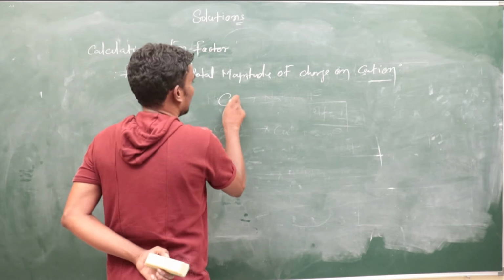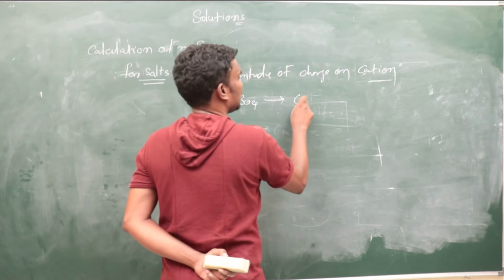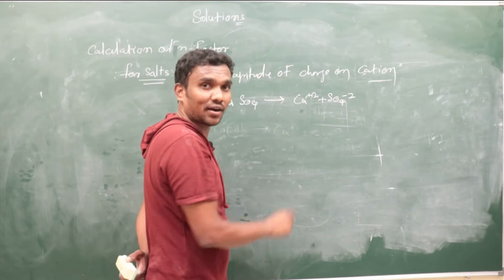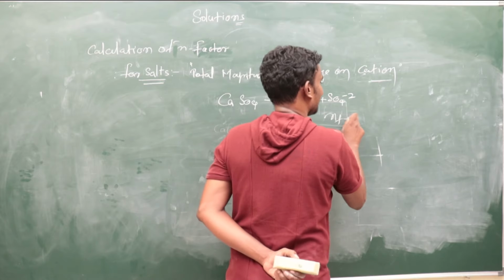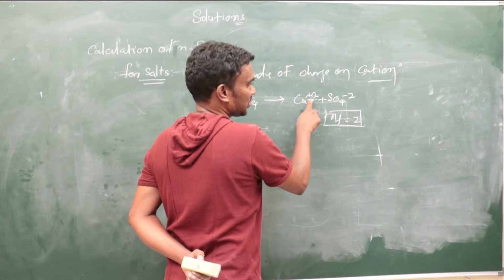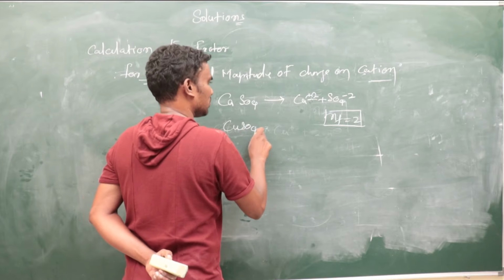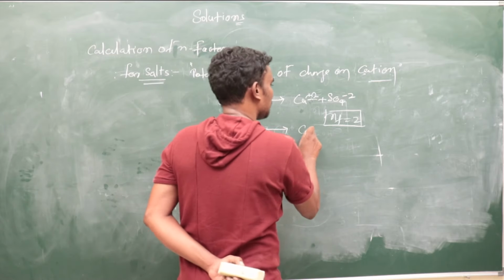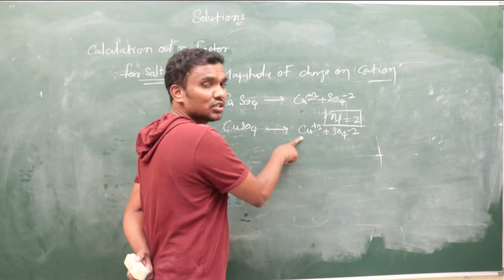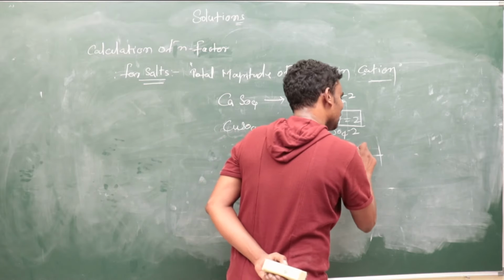Example, CaSO4. Ca plus 2 plus SO4 minus 2. So what is the n factor? The n factor is 2. Why? Because of the total charge on the cation. CuSO4: Cu plus 2 plus SO4 minus 2. The total charge on the cation is plus 2, so the n factor is 2.